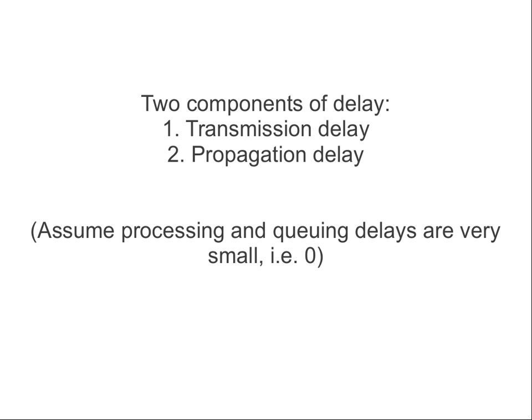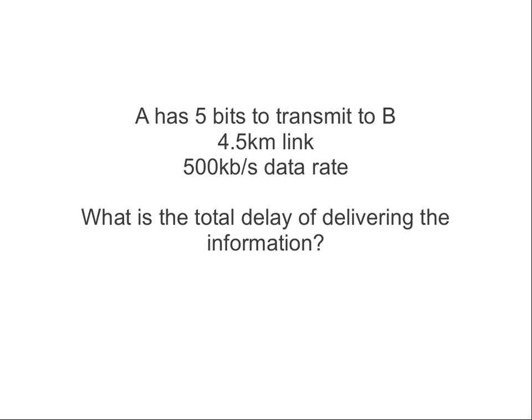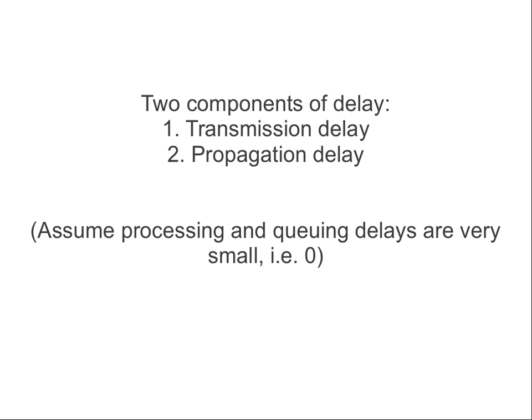In this question, we're going to consider just two components of delay, propagation and transmission. We're going to assume, because the question says nothing about processing, it says nothing about queuing, that the processing and queuing delays are very small in this example only, i.e. they're 0. We won't consider them. But we do know that we can calculate transmission delay and also calculate propagation delay. In this course, we do not attempt to calculate processing delay or even queuing delay. It may be given. If it's not given, assume it's 0.